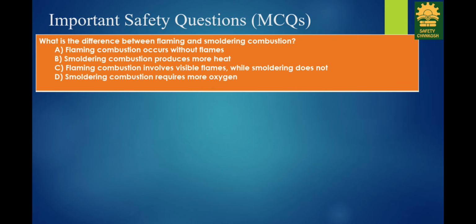What is the difference between flaming and smoldering combustion? A. Flaming combustion occurs without flames. B. Smoldering combustion produces more heat. C. Flaming combustion involves visible flames while smoldering does not. D. Smoldering combustion requires more oxygen. See, flaming, as the term itself says, means flames. Smoldering is also a combustion process, but fire will be there, smoke will come, but flames will not be visible. So the correct answer is option C. In smoldering only smoke will come. Flames will not be visible.